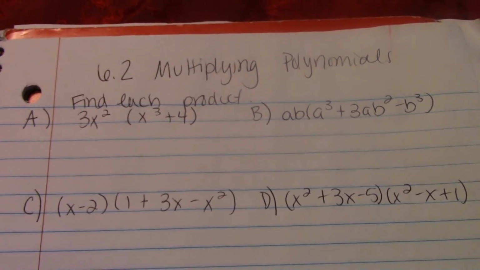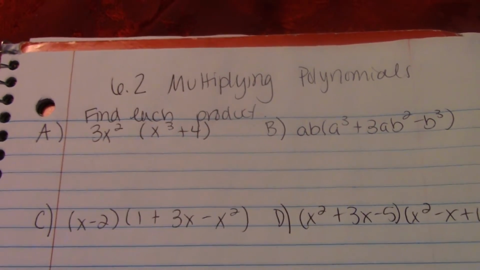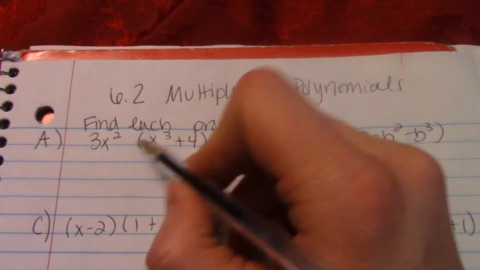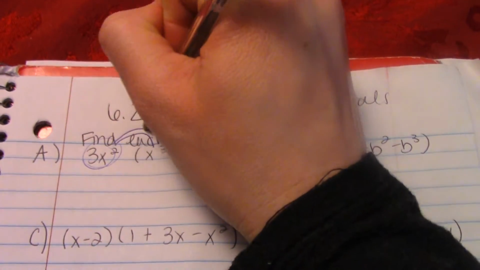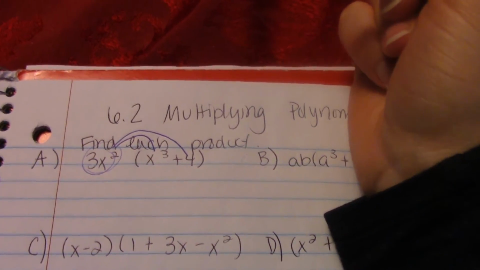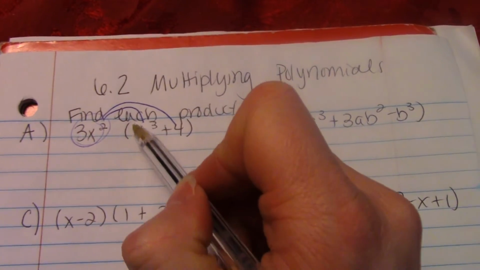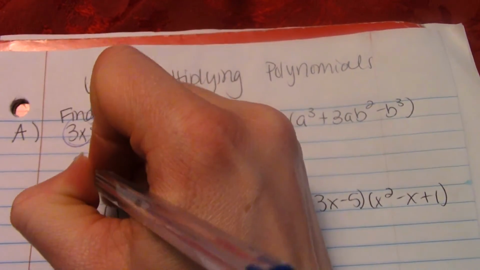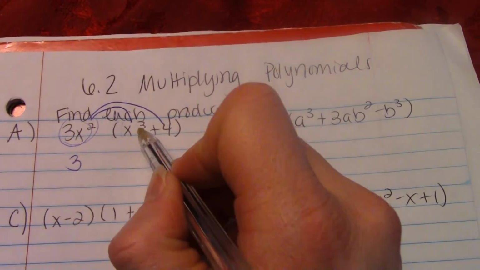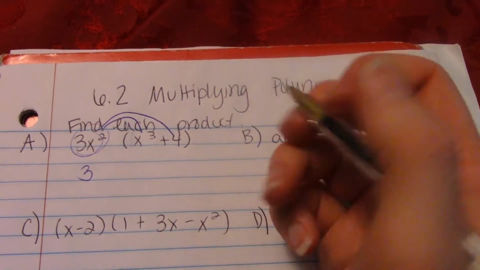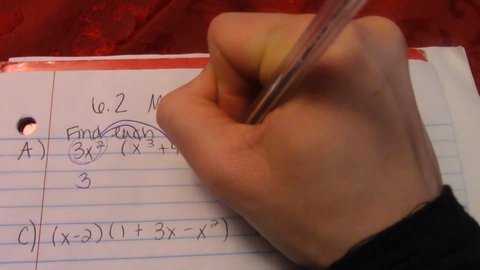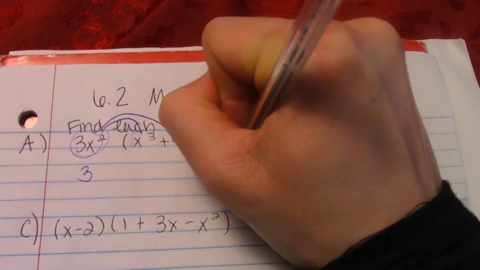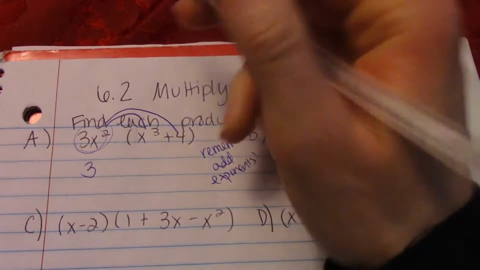So what we're going to do, our first step in all of these, is distribute whatever's in front of the parentheses inside. This entire 3x squared goes to each piece. So 3 times, there's a 1 right here, 3 times 1 is 3. x squared and x cubed. Remember to add your exponents. So 2 plus 3 makes 5.